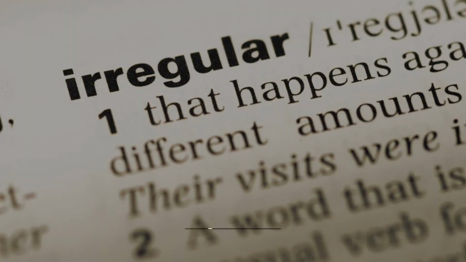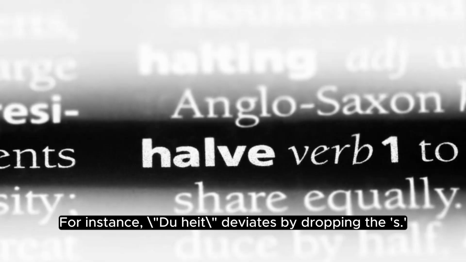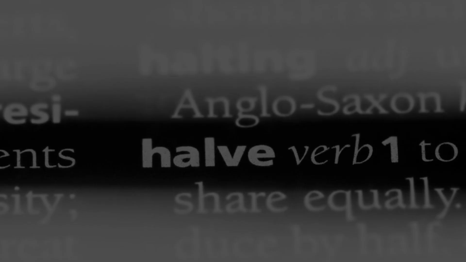Irregular verbs. Be aware of irregular verbs, like heißen, where the conjugation doesn't follow the typical pattern. For instance, du heißt deviates by dropping the es.